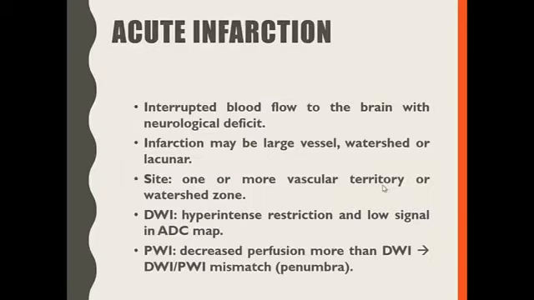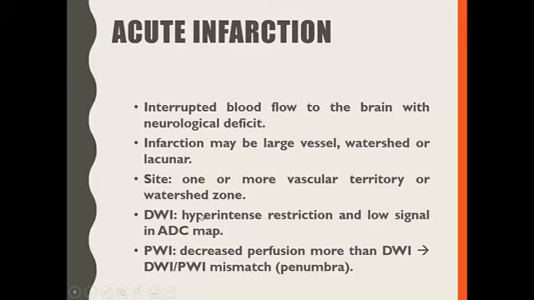So vasculitis and atherosclerosis and arteriosclerosis, all of them can cause infarction. And infarction is an interrupted blood flow to the brain which causes a neurological deficit. Infarction can be large vessel infarction, lacunar infarction, or maybe watershed. And watershed zones are the zones which lie between two arterial territories. So these watershed zones are prone to ischemia when there is a sudden drop of blood pressure. For sites of infarction, you should be aware of the vascular territories, okay, and the watershed zones.